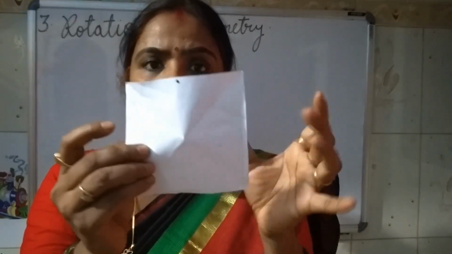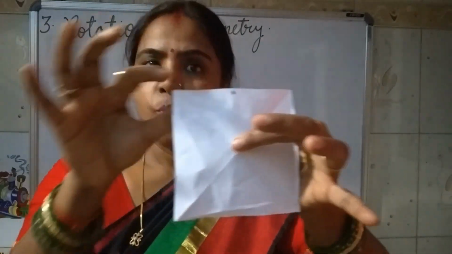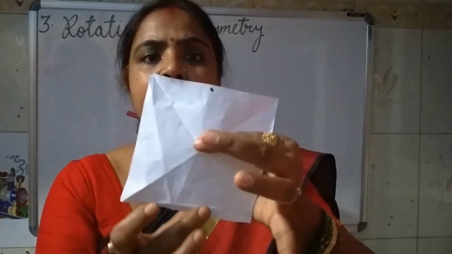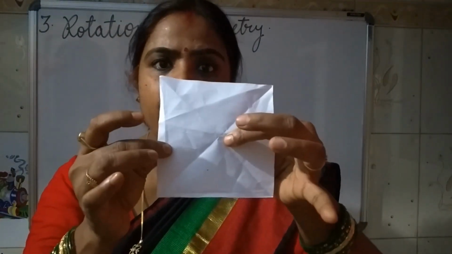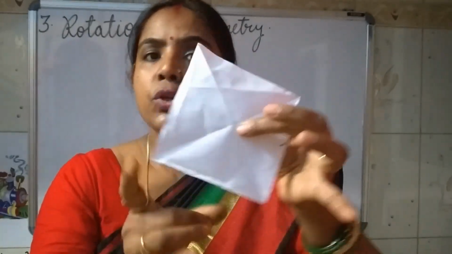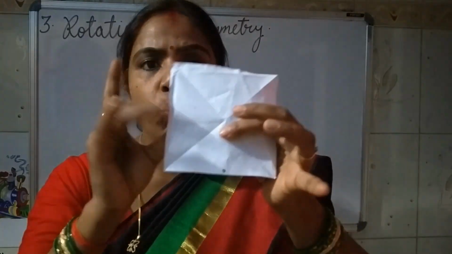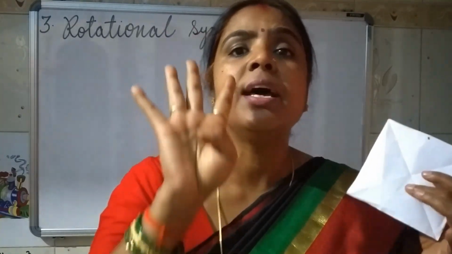So again I am repeating, this is the original position. When I rotate it, again it is a square only, looking like the original position. So 1 rotation, 2, 3 and 4. So a square has order 4 rotation. So it has rotational symmetry of order 4.